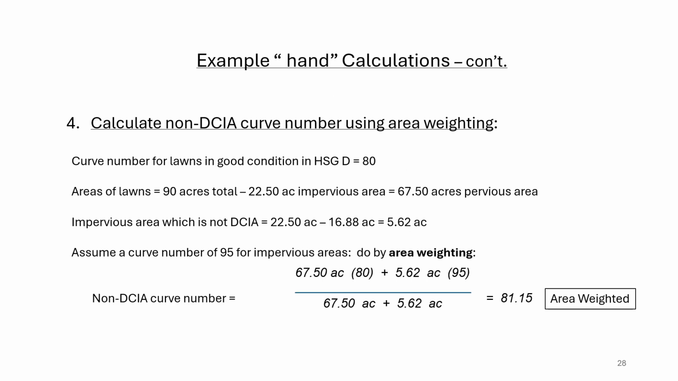Continuing our hand calculations, we're now focusing on calculating the non-DCIA curve number using area weighting. We have a pervious area consisting of lawns in good condition, which falls under hydrologic soil group D. This gives us a curve number of 80 for that pervious area, which totals 67.5 acres. Additionally, we have an impervious area of 5.62 acres that is not directly connected to the drainage system, meaning it contributes runoff to the pervious area. We're assuming a curve number of 95 for this impervious surface.